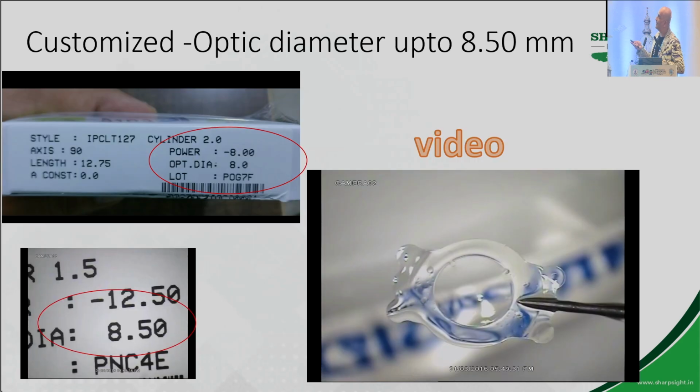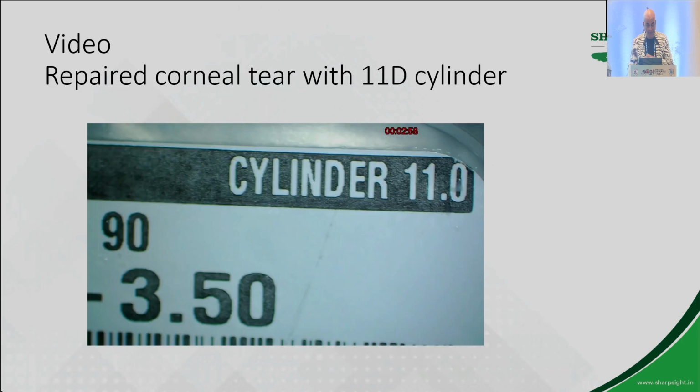Now coming to the optic size, as I said, I've used up to 8.5. You can see how huge this lens is. This patient's pupil resting size, scotopic size, was 7.2 and he had a power of -17. So I had to do this, and we got a customized lens at 8.5. The patient is doing well.